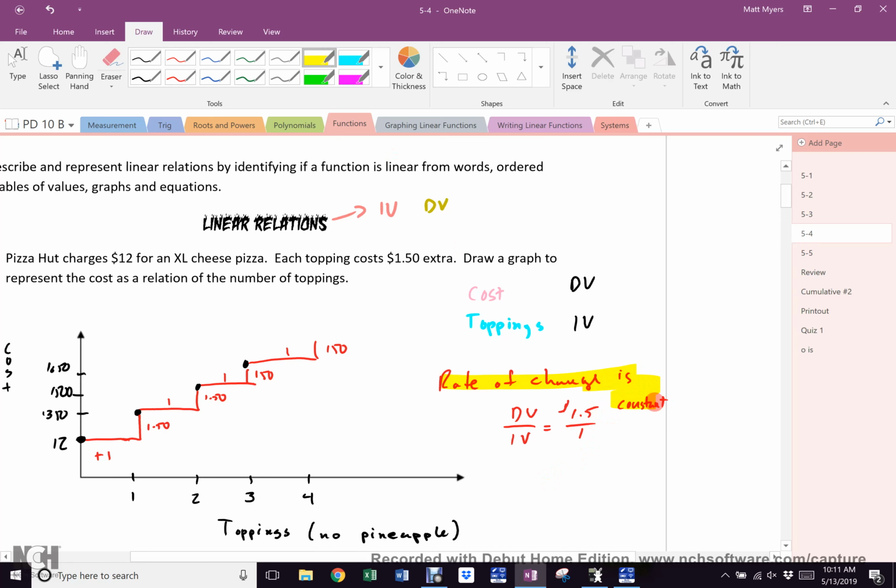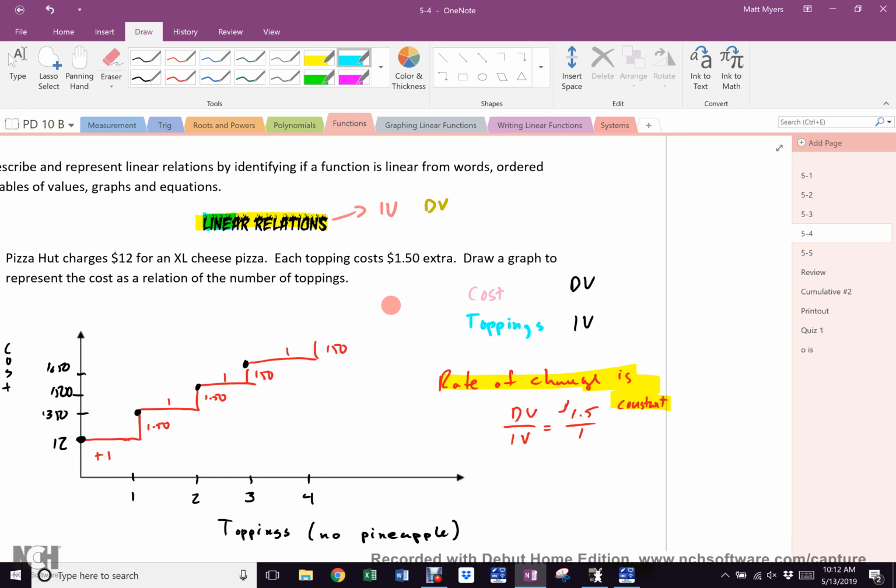This is what makes this. If the rate of change is constant, you have a linear relation. Notice that it is still a linear relation, even though it's got the word line, and I didn't draw the line. A linear relation need not be continuous. Okay?